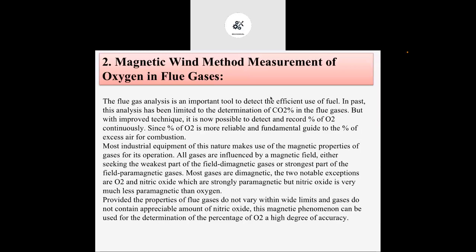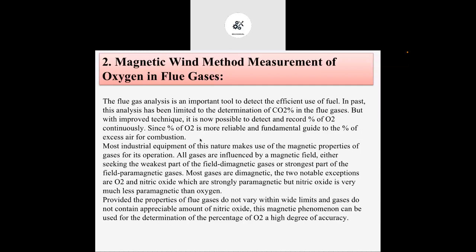and based upon that we can take different measures to reduce those pollutants. Similarly, the percentage of oxygen present inside the flue gases is also important to measure, because it will give you an idea regarding the combustion process. For measuring the oxygen in the flue gases, we can use different methods. One of the most popular methods is the magnetic wind method. Now we are going to study the magnetic wind method, how it works, and what the circuits or instruments are for this method.